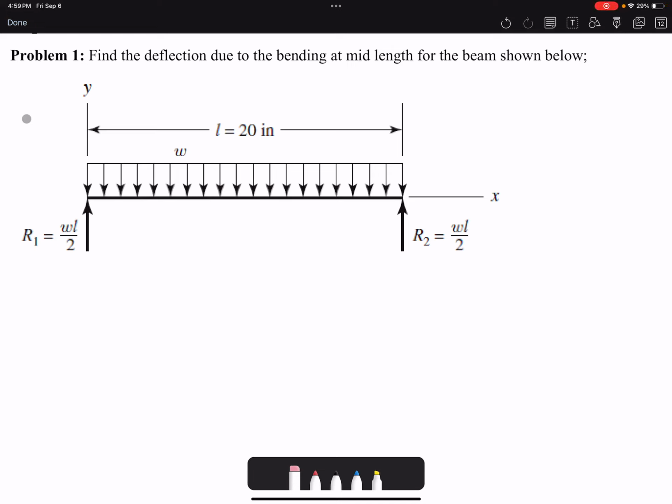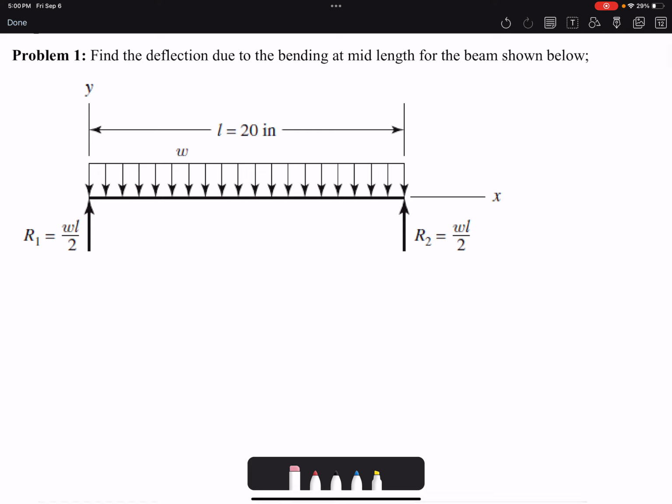Hello everyone, in this video we are going to find the deflection of a beam under constant distributed loading. So the equation for deflection, we have y double prime equals M(x) over EI. So our first step is to find this M, the bending moment, as a function of x.